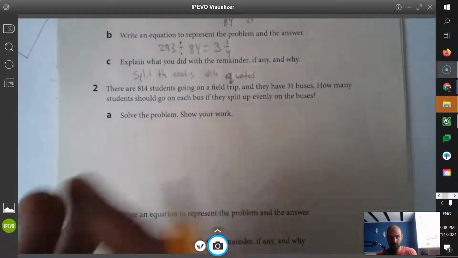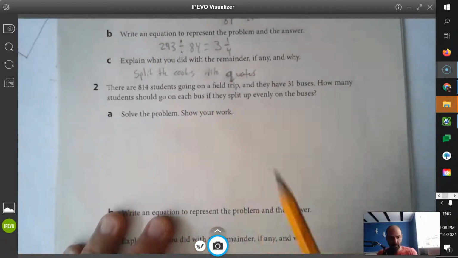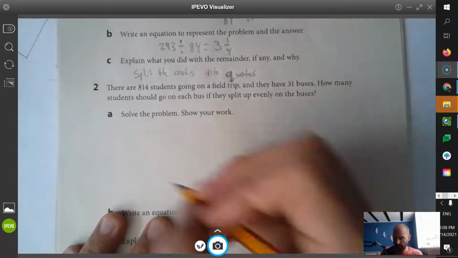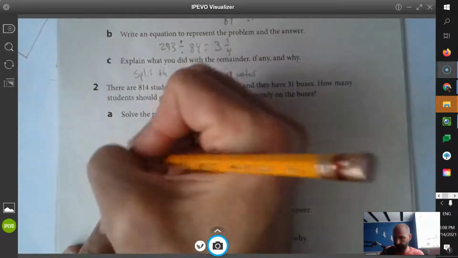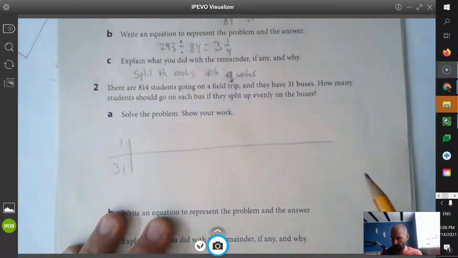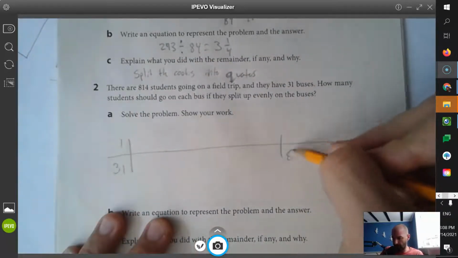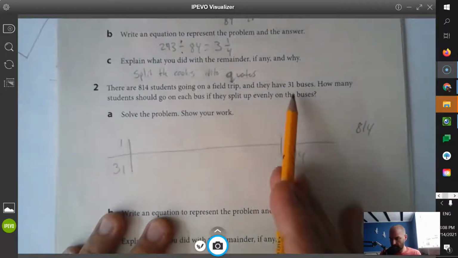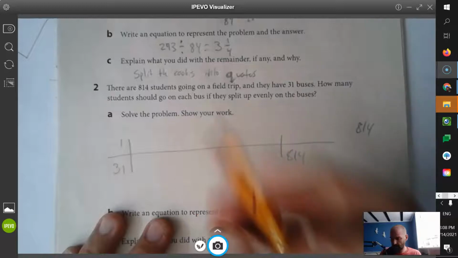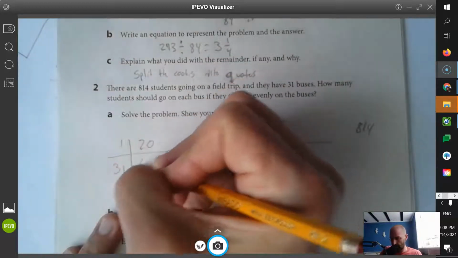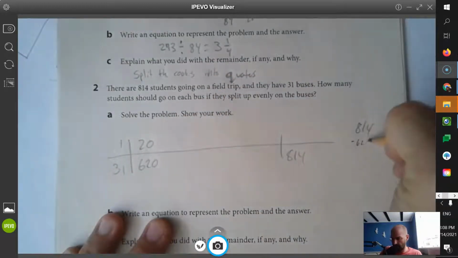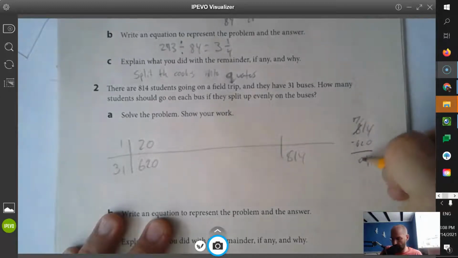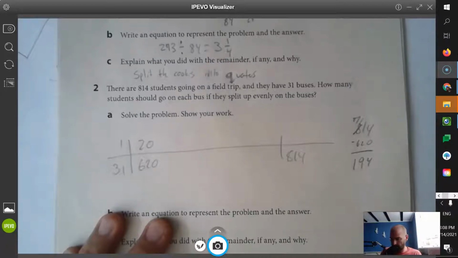Okay, so I'm sharing my students between buses. My ratio is 1 to 31. I want to get to 814. I'm going to have 814 up here. 20 is 620. I'm going to take 620 away from here. What is that? 194 left? Yeah, that's right. 194. Looking at 31 and 194.